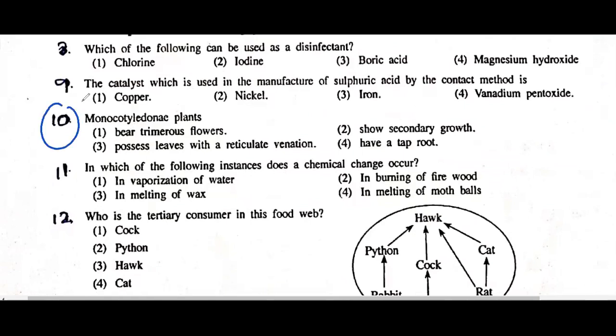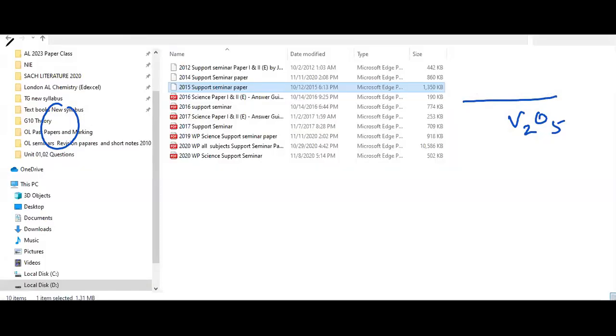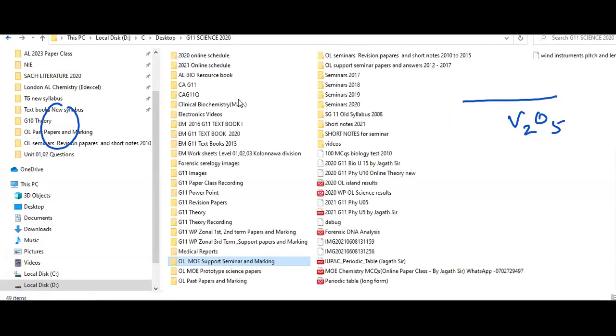Now question number 10. I told the answer in this one, vanadium pentoxide, V2O5. Vanadium is a metal, a D block metal. Most of the D block metals, D block means, okay, I use the periodic table, the long form of the periodic table. I think I shared that with you, right? The IUPAC periodic table. I have shared it with you. It's here.